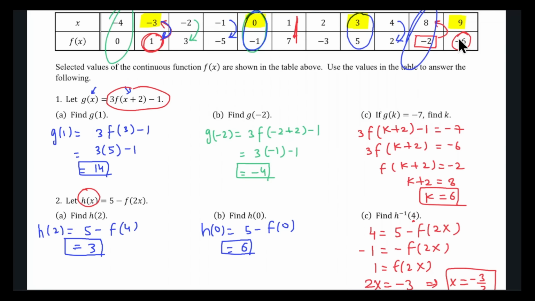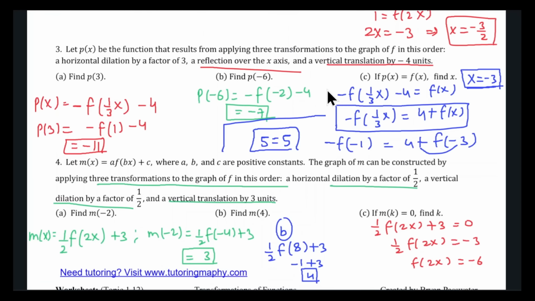It is -6 here when it is 9, right? So I'm gonna say that 2x should be equal to 9, which means that the value of x should be 9 over 2. 9 over 2. That's the final answer for this particular question.